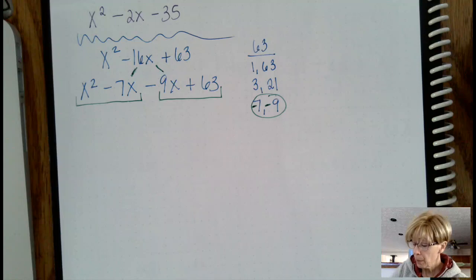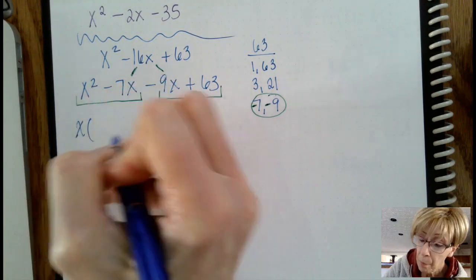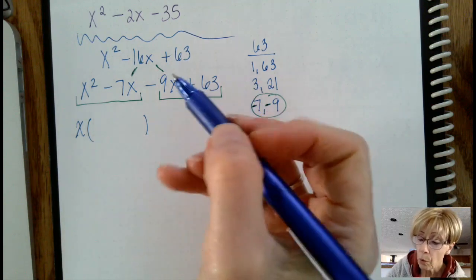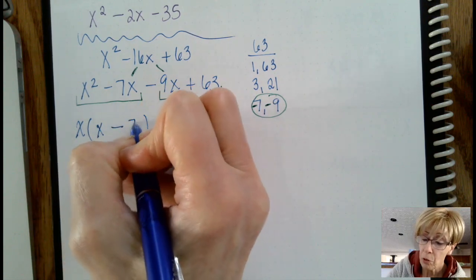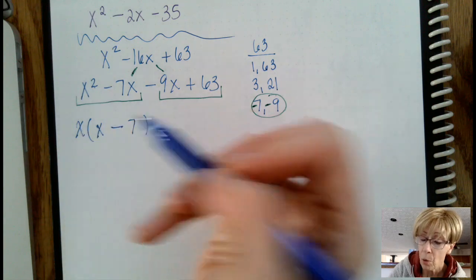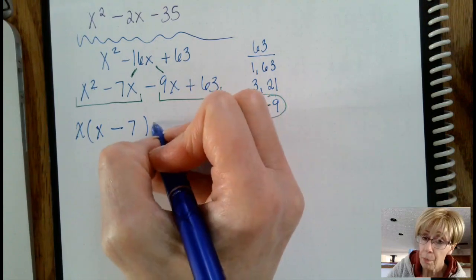Our greatest common factor in our first group is x, the lowest exponent. And when we factor it out, we're left with x minus 7. We had 2 x's, we took out 1. We still have 1. We had 1 x, we took it out, we still have the 7. Be really careful with this minus here.